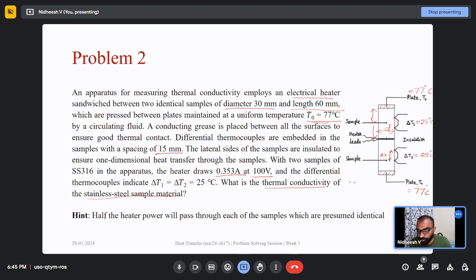It is saying half the heater power will pass through each of the samples which are presumed identical. How can we use that information to simplify our problem?